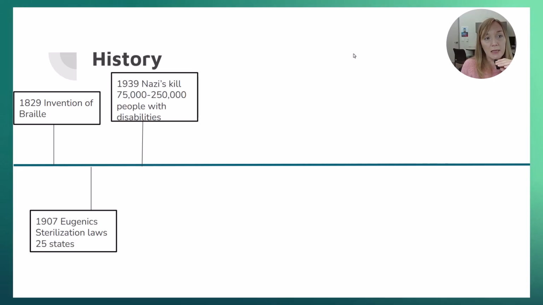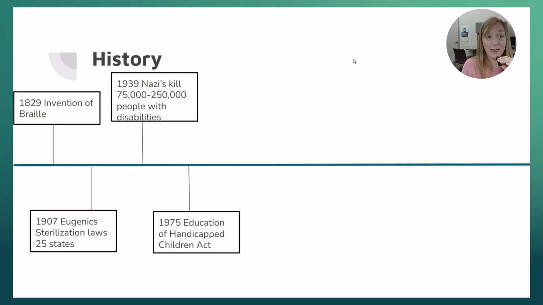In 1939, the eugenics movement moved to Nazi Germany, and we saw about 75,000 to 250,000 people killed because of having disabilities. After that, in 1975, so kind of a significant gap there, about 36 years, we saw the Education of Handicapped Children Act occur in our country. So kind of giving some rights to children around whether or not they have access to education.